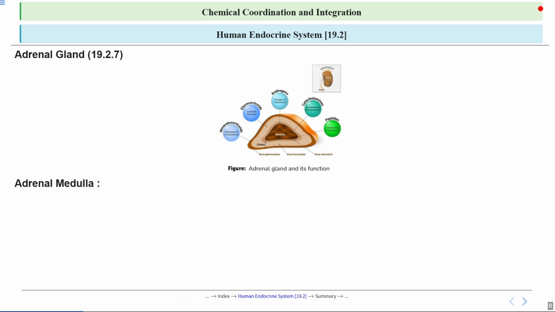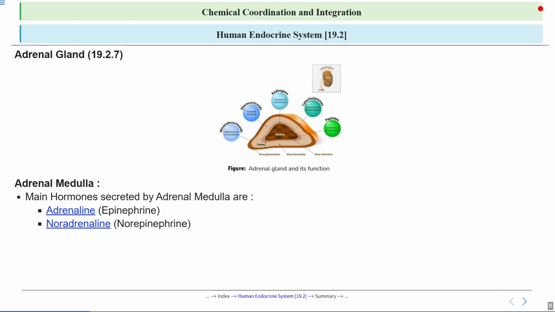Let's talk specifically about the adrenal medulla. It is the inner part of the adrenal gland located above the kidney, and it produces hormones like adrenaline and noradrenaline. These hormones are released in response to stress or danger, preparing the body for a fight or flight reaction by increasing heart rate, raising blood pressure and boosting energy levels. This helps the body react quickly to emergencies. The main hormones secreted by the adrenal medulla are adrenaline, or epinephrine, then noradrenaline, which is norepinephrine.